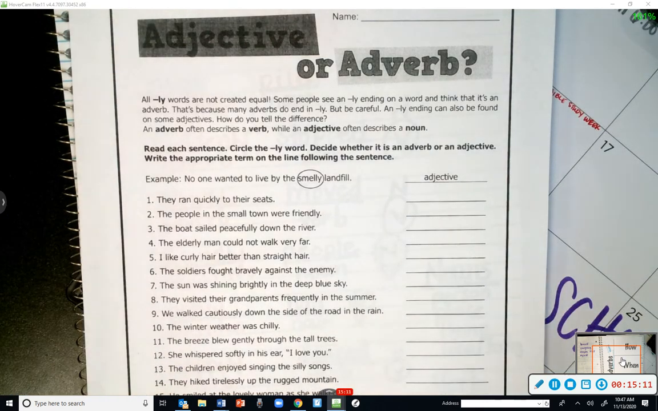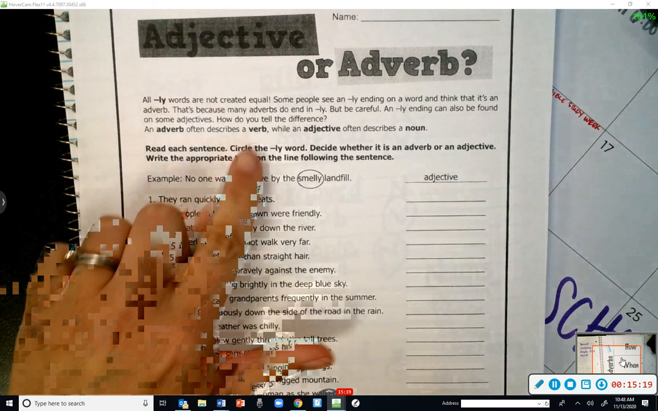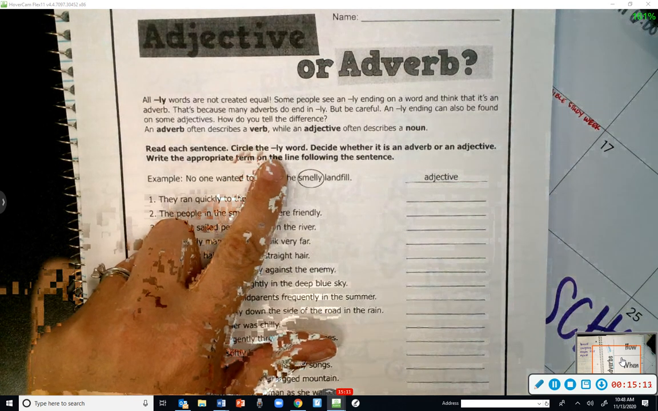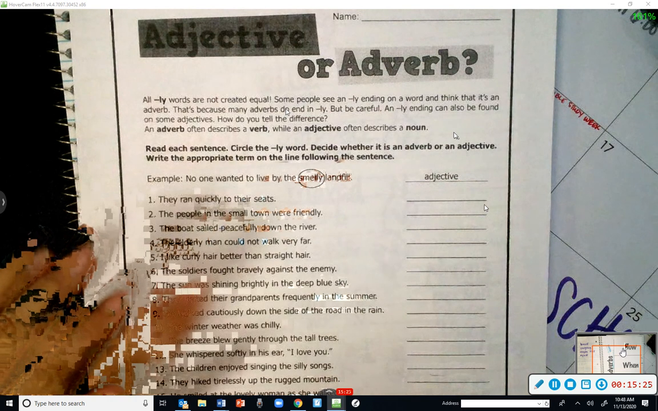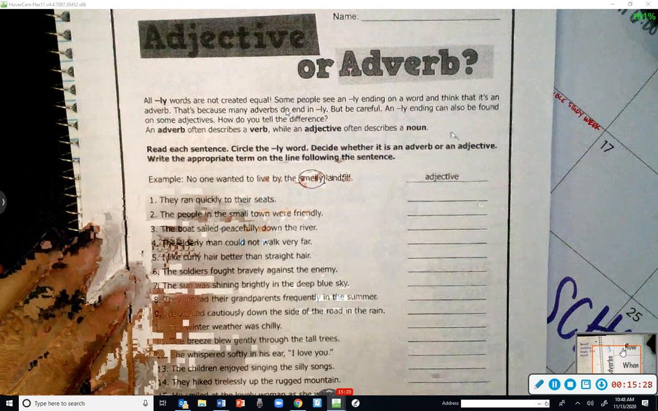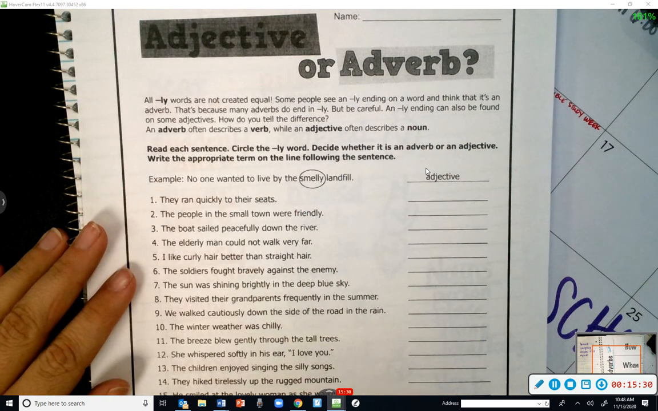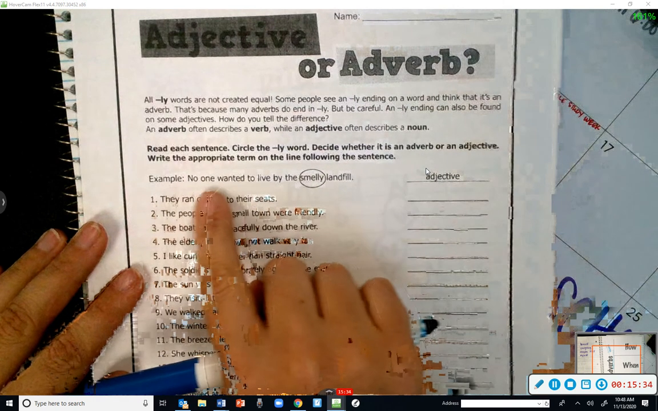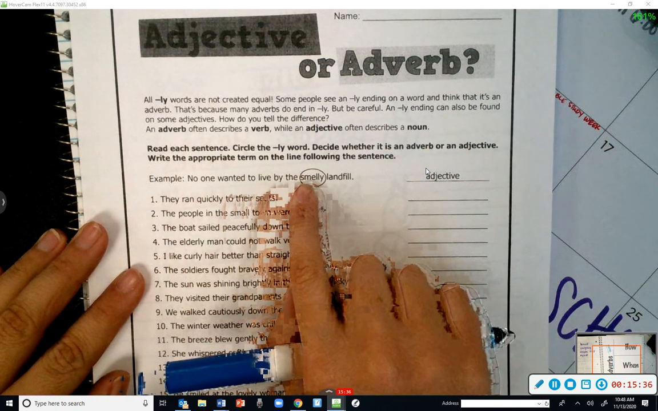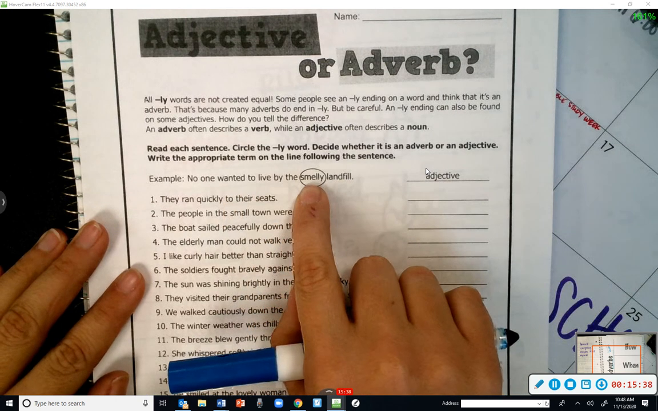Okay, so let's look at our assignment for today. Adjective or adverb. So what you have to do is read each sentence, circle the ly word, decide whether it is an adverb or an adjective. Write the appropriate term on the line following the sentence, okay? So, for example, it says, no one wanted to live by the smelly landfill. What is smelly describing?